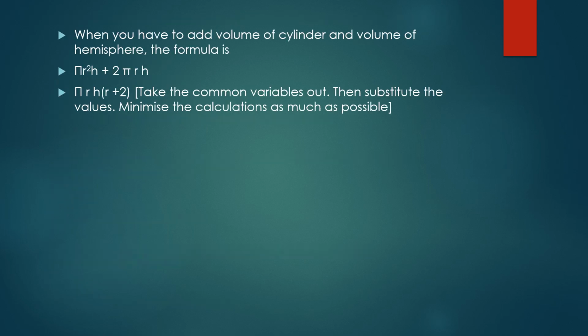There are questions where a volume of cylinder is surmounted by a hemispherical dome, calculate the total volume. Remember, write down the formulas. When you write the formula, you see pi, R and H are common. Use the distributive property. Take them out common and all you have is R plus 2 inside. Calculations become easy. If you do pi R square H once, then 2 pi R H and then add them separately, your calculation becomes way more and more complicated.